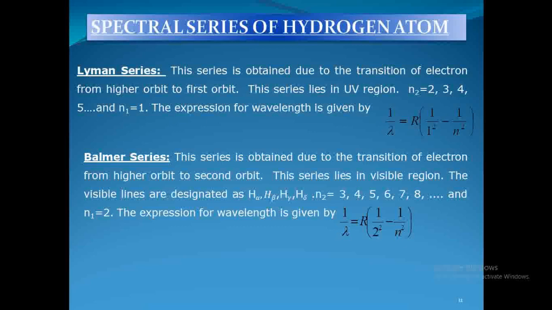Since it is lying in the visible region, it will be designated as H alpha, that is the first member in the series, H beta the second member, H gamma the third member, and H delta is the last member in the series. And the expression for the wavelength, as usual, we know that in the place of n1 we have just 2, and in the place of n2 we have n. So it may be 3, 4, 5, 6, 7, 8, anything. So this is the second series of the hydrogen atom spectrum.